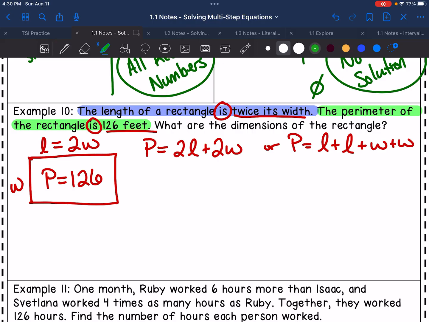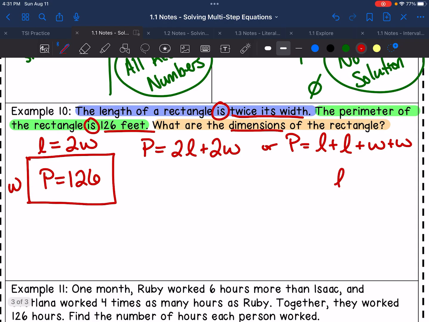Then we've got our question statement. It says, what are the dimensions of the rectangle? When they say dimensions, they're asking me, what does length equal and what does width equal? That's what we are solving for here. That's how we're going to know we're done, when we find the length and the width.